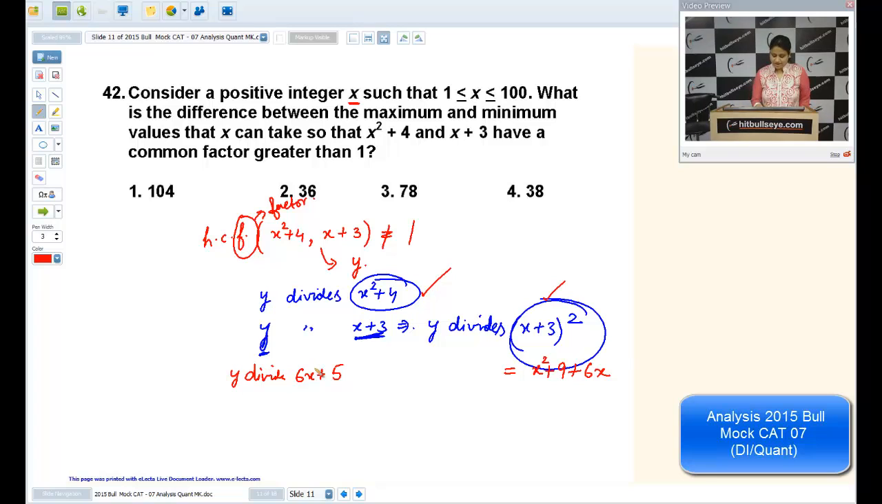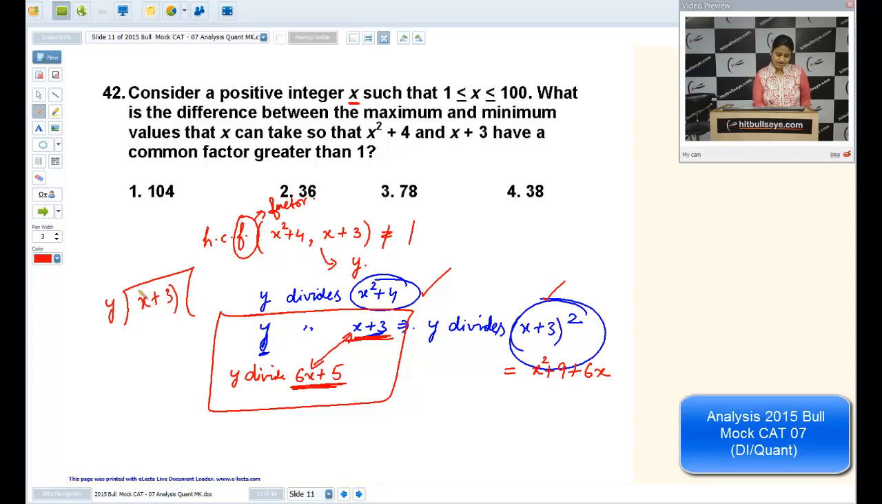Now I want to eliminate this x. So I'm combining these two things. Y is dividing x plus 3 and 6x plus 5. Of course, if y will divide x plus 3, y will divide 6 into x plus 3 as well. Again, this is a manipulation only. I want to eliminate x. If y is dividing 6x plus 18, and y is dividing 6x plus 5 as well, y will divide their subtraction. So, what is the subtraction part? Y will divide 13.